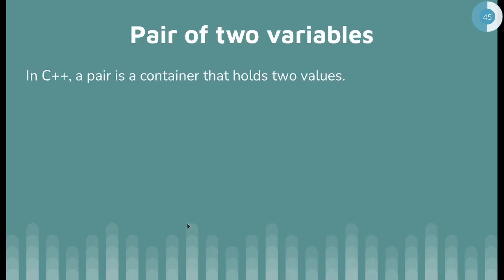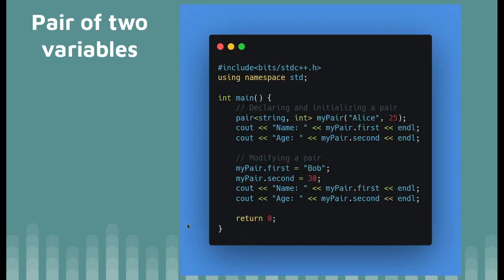The last good thing in C++ is pairs. You can make a pair of 2 variables. Maybe they have different types, maybe they have the same type, there is no difference. For example, here we have a pair of a string and int, which is named my pair, and the first one would be Alice, a string, and the second one would be 25. To access the first variable of the pair, you use dot first, and for the second one you use dot second, and you can change the first variable or the second variable like this and print them like that.